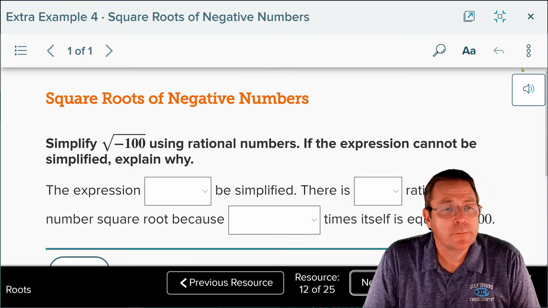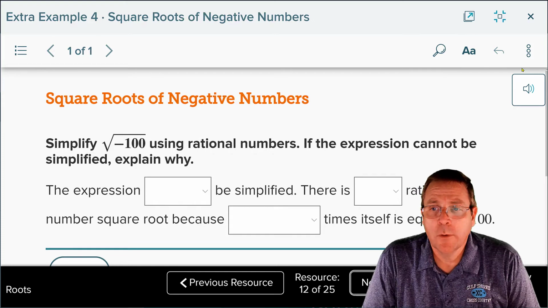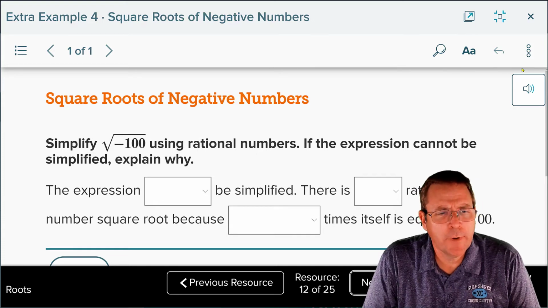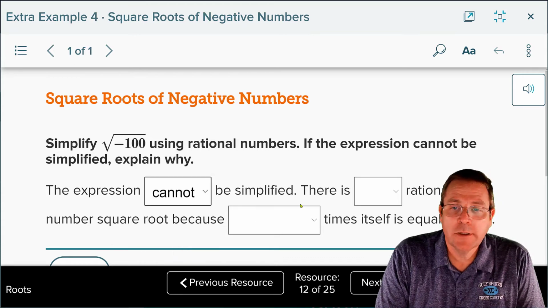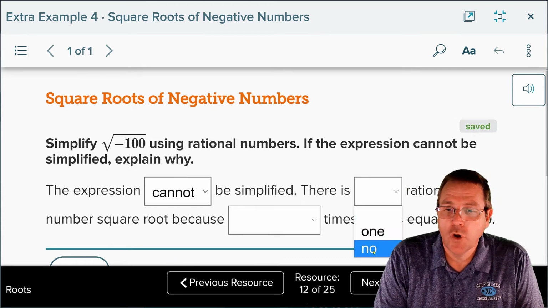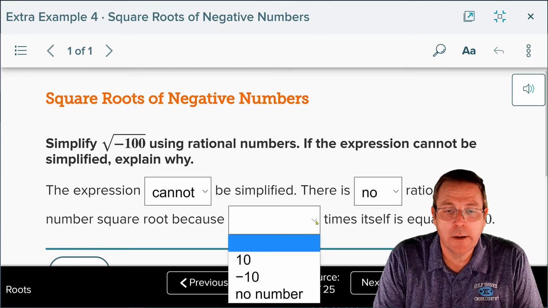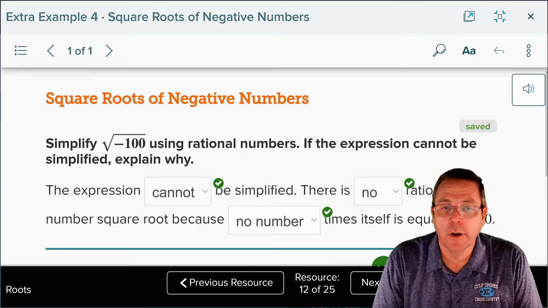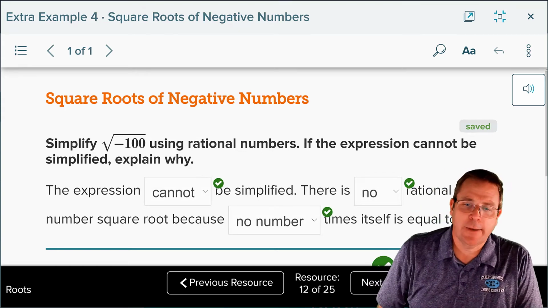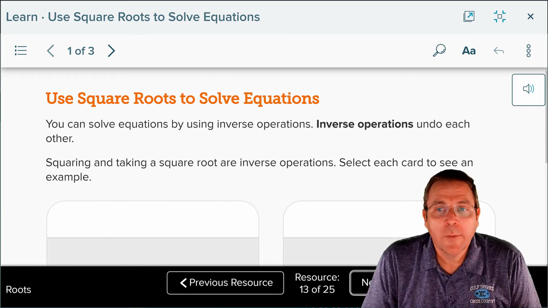And my turn. Simplify the square root of negative 100 using rational numbers. If the expression cannot be simplified, explain why. The expression cannot be simplified. There is no rational number square root because no number times itself equals negative 100. Check it. Easy math. All right, enough of this kindergarten stuff. Let's step up our game a little bit.